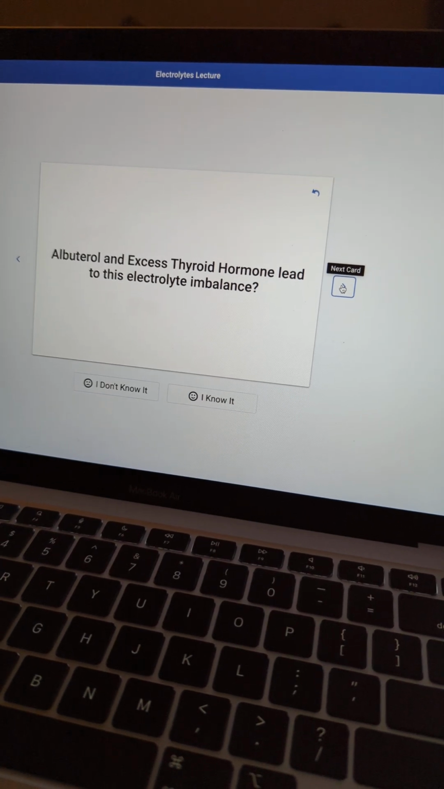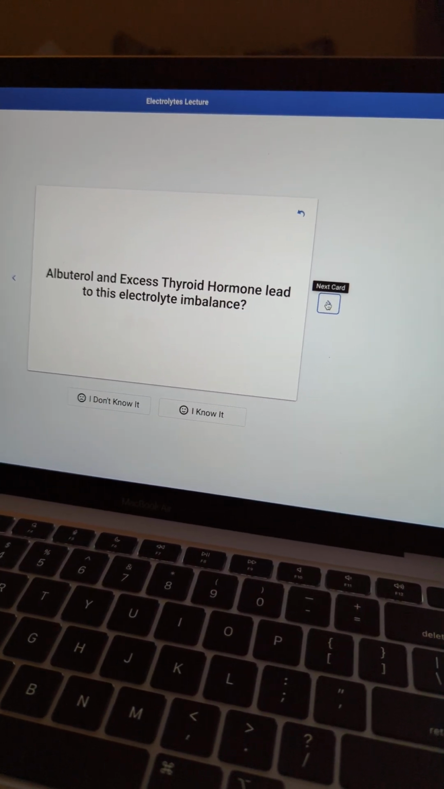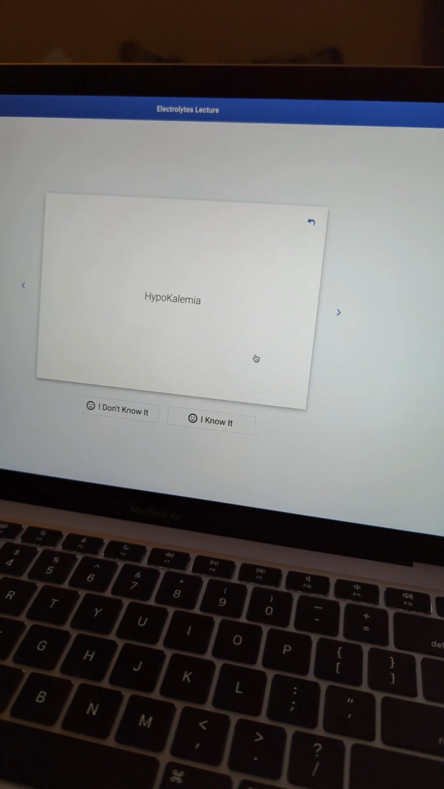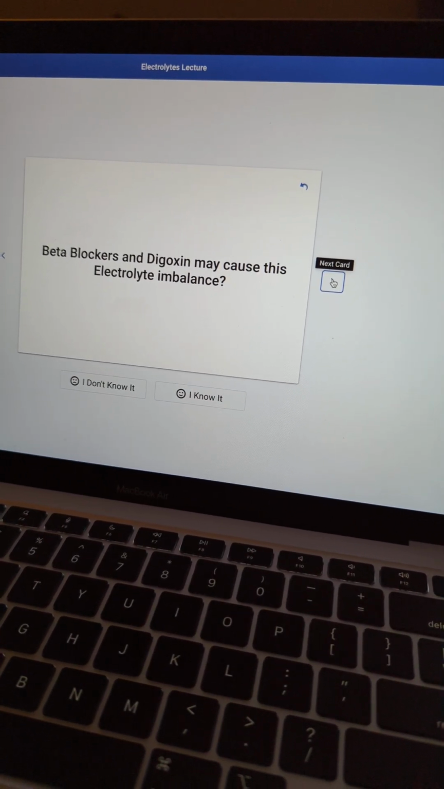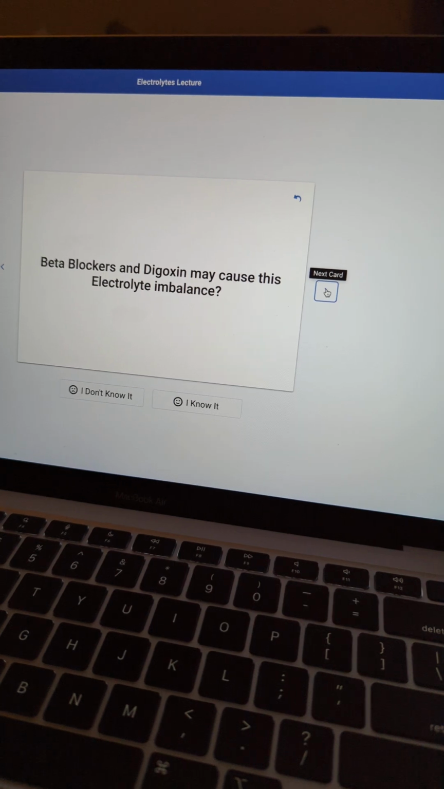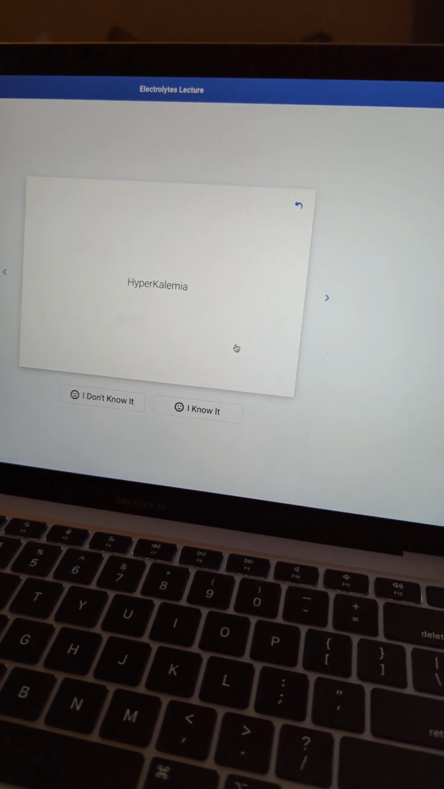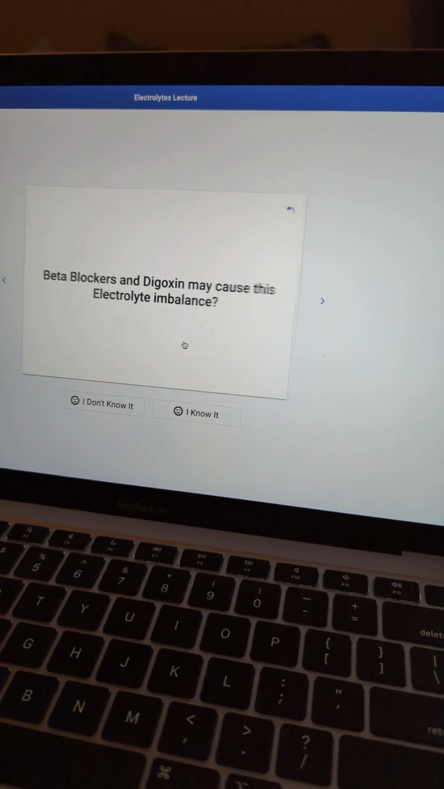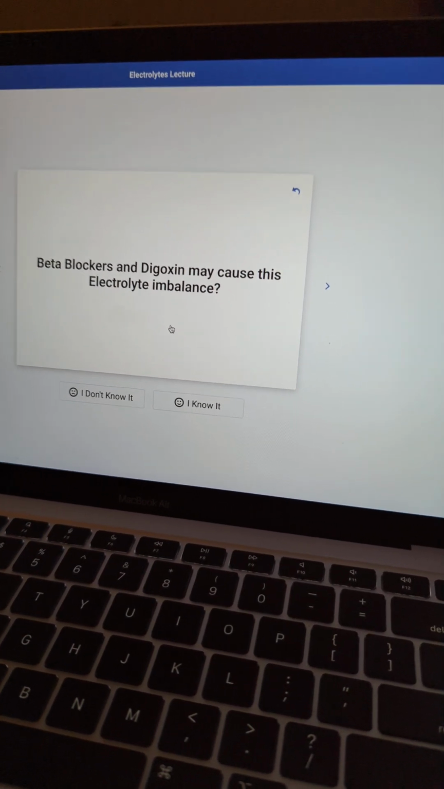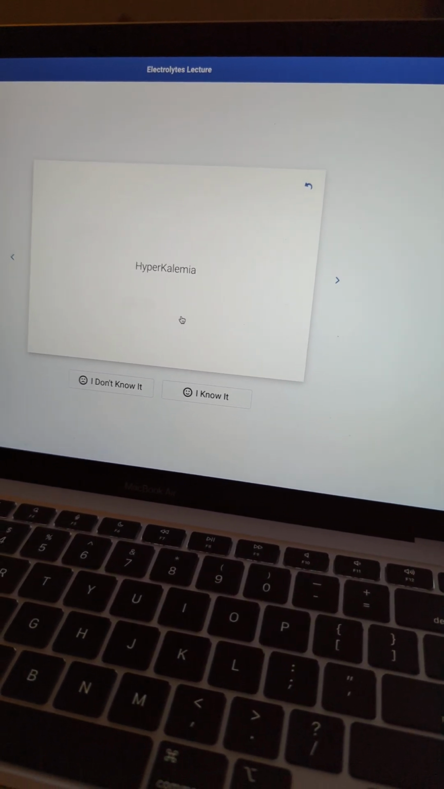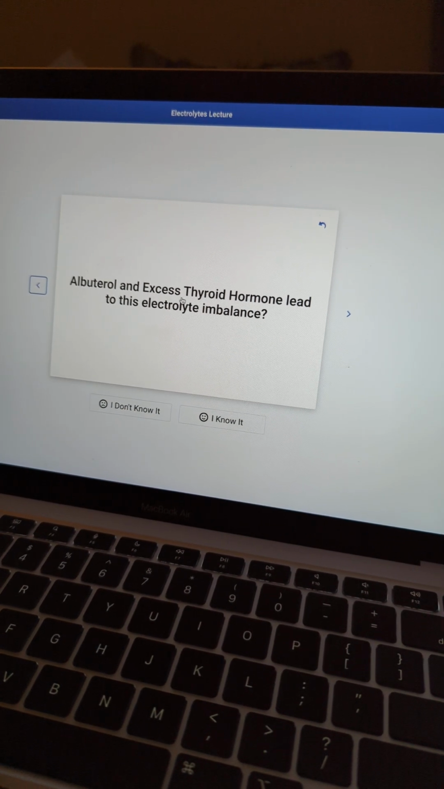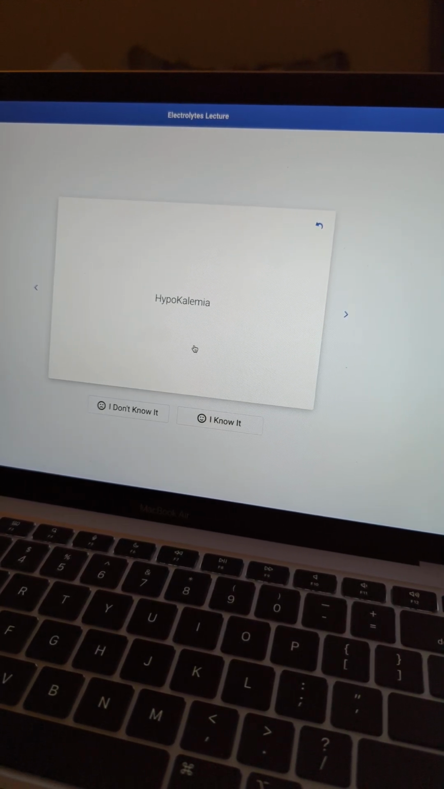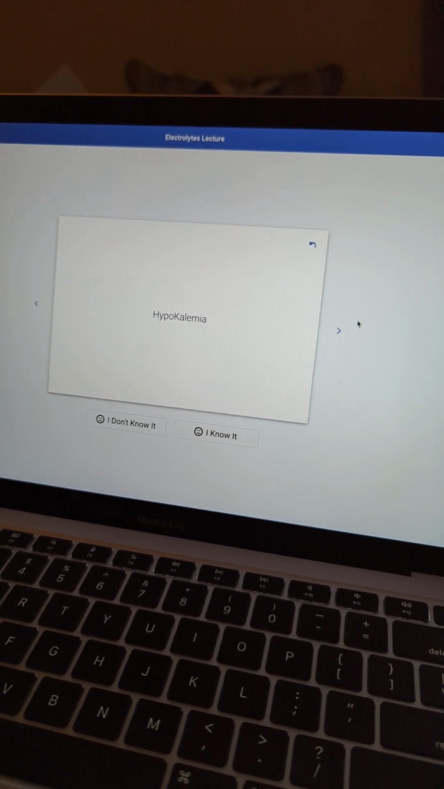Albuterol and hyperthyroidism lead to this electrolyte imbalance. Low potassium. My goodness, are we ever going to stop talking about potassium? Beta blockers and digoxin may cause this electrolyte imbalance. I'm sorry, y'all. Okay, beta blockers and digoxin, potassium elevated above 5. And then what was this other one? Albuterol and hyperthyroidism, low potassium. So we have a little spectrum going on there.